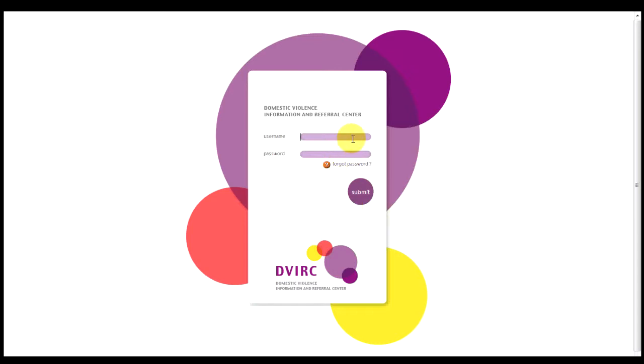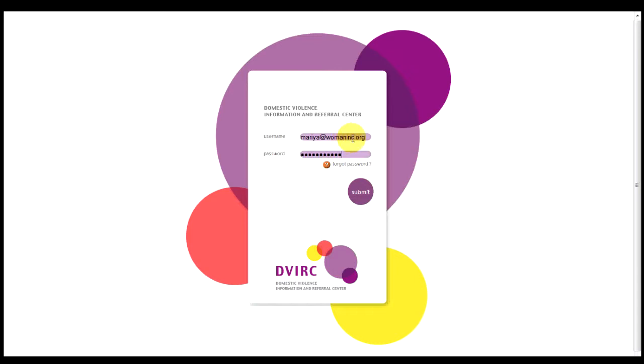As a member of the DVIRC, your agency will have a unique username and password to log into the system with. If you do not know your agency's username and/or password, please contact Woman Inc. at 415-864-4777 extension 325 or email Mariya, M-A-R-I-Y-A, at womaninc.org to retrieve this information.